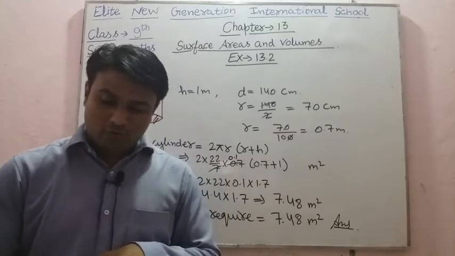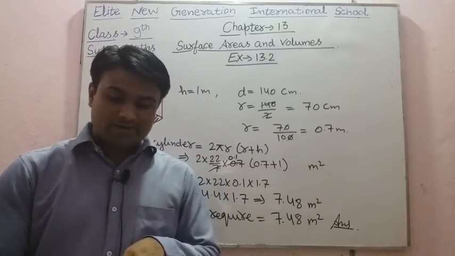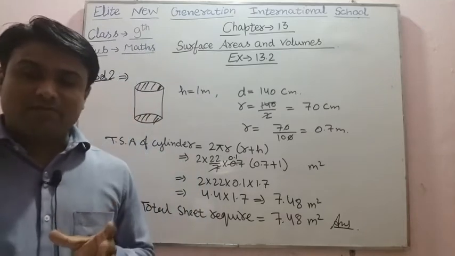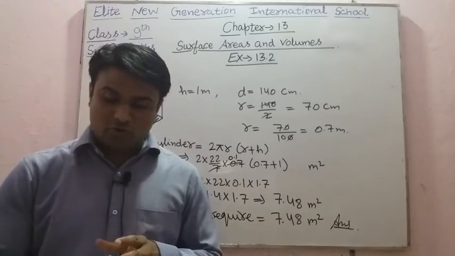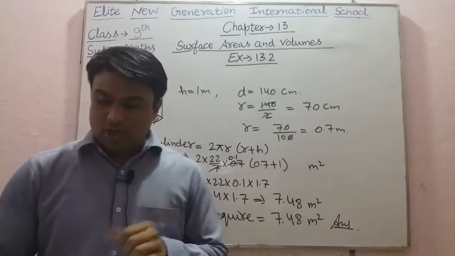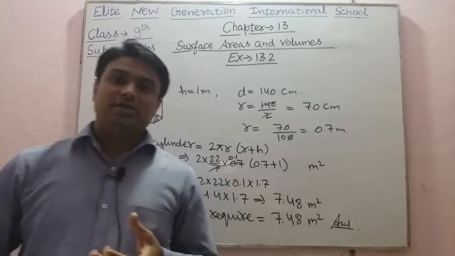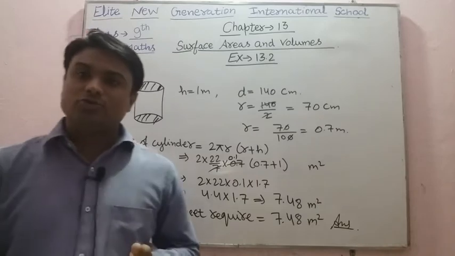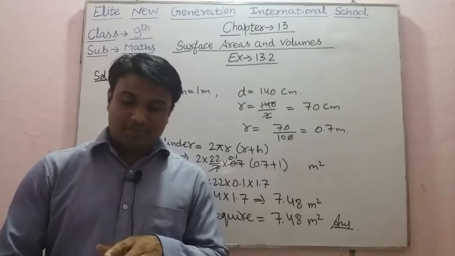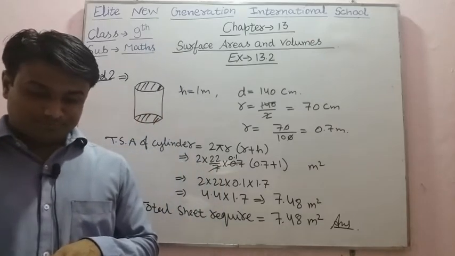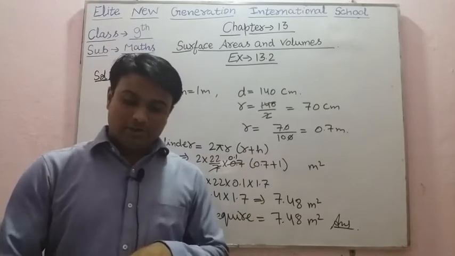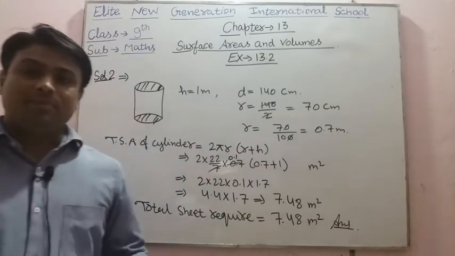Similarly in question number 4, the diameter of roller is 84 centimeter and length is 120 centimeter. It takes 500 complete revolutions to move once over to level up a playground. Find the area of playground in meter square. So first of all you will find its curved surface area, then convert it into meter square, then multiply it by 500 because there are 500 complete revolutions. So here you have to do this question by applying the curved surface area formula for cylinder. Now after this, see question number 5.